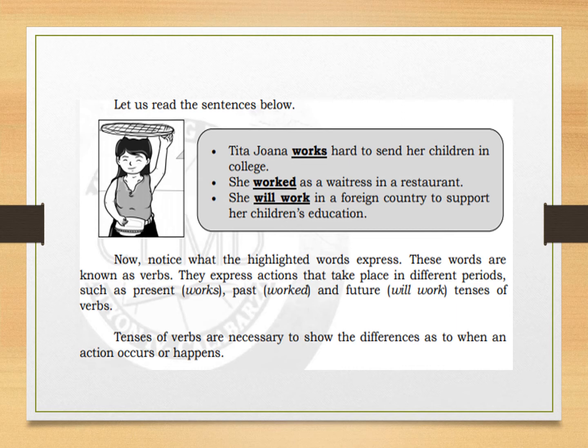Now, notice what the highlighted words express. These words are known as verbs. They express actions that take place in different periods such as present, past, and future tenses of the verbs. Tenses of verbs are necessary to show the differences as to when an action occurs or happens.